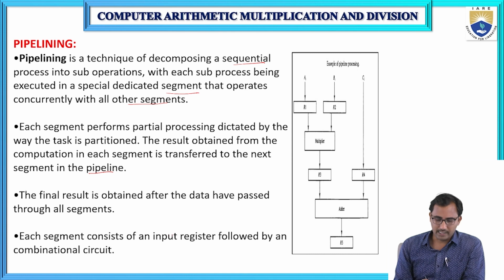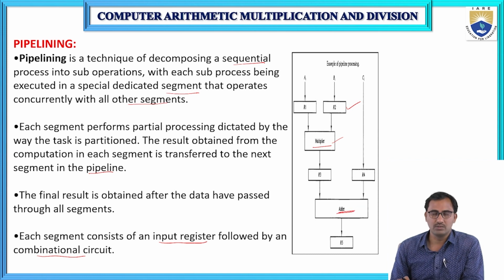Each segment consists of an input register followed by a combinational circuit. In this particular block diagram, we have three segments, and each segment has an input register followed by a combinational logic circuit. These multipliers and adders are all combinational logic circuits. Combinational logic circuit means the multiplier and adder are designed using basic logic gates. That's why they are called combinational logic circuits.